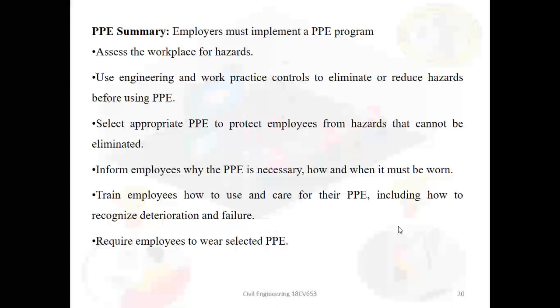So the employers must implement these PPE programs and assess the workplace so that it helps protect from hazards, and employees should know how to use this PPE and which PPE is for specific works.